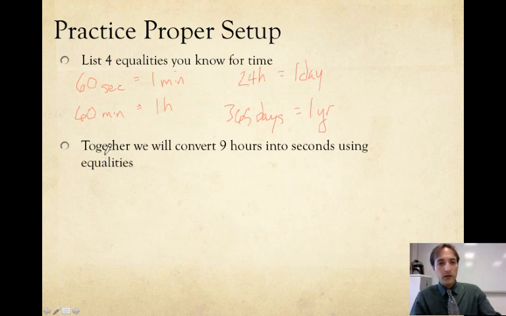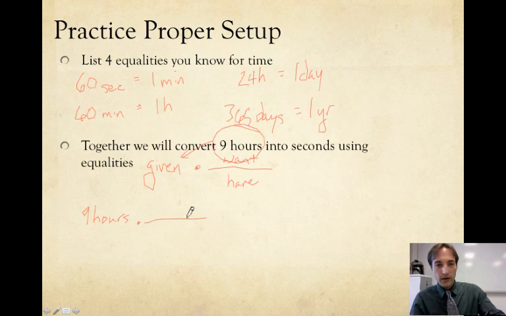Okay? Now let's use those equalities to convert from 9 hours into seconds. We said in the previous slide that the general setup for dimensional analysis is given, dot line, and then the units you have go on the bottom, and the units you want go on top. So we are given this, right? That's our given, 9 hours. So we write 9 hours, dot line. On the bottom, we want the units that we have. So if we look at this, our units are hours.